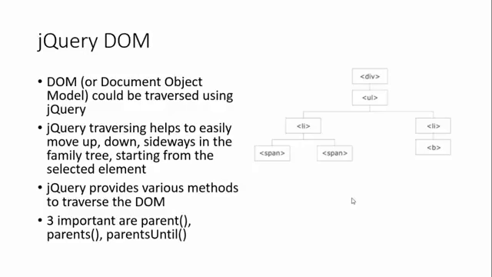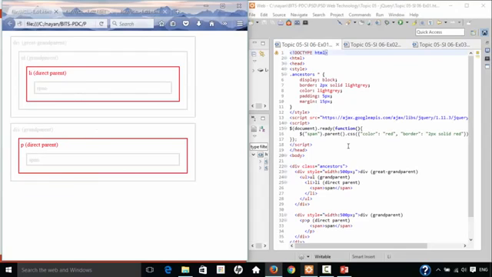This movement is called traversing or moving through the DOM, or the document object model. jQuery provides a variety of methods that allow us to traverse the DOM. Three useful jQuery methods for traversing up the DOM tree are parent, parents, and parentsUntil. Let us look at some examples to understand the same. This is the first example, and the idea is to understand how the parent method works.